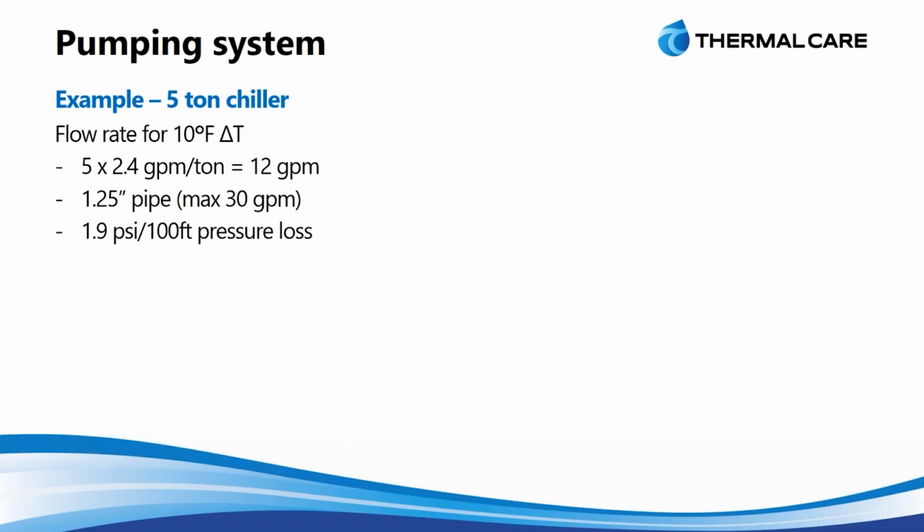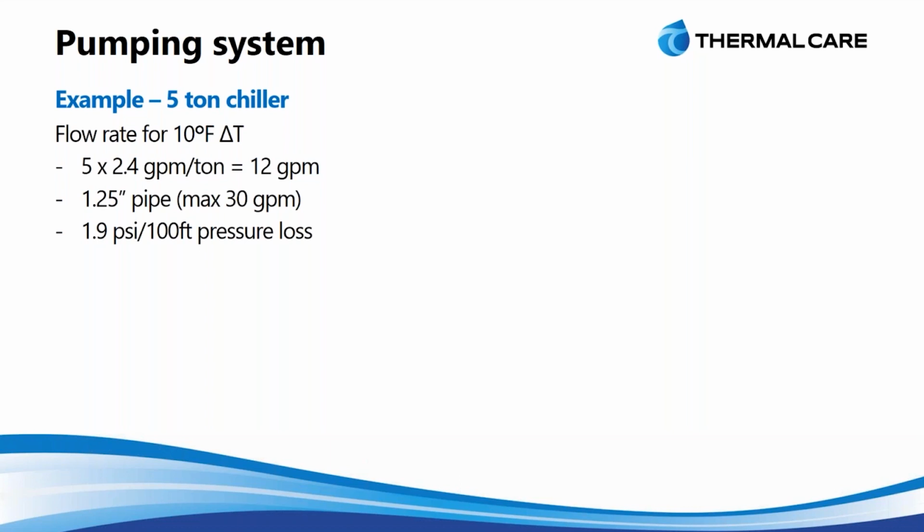So we're going to run through a couple examples here real quick, just to demonstrate the process that we would go through. So we're going to say we have a 5-ton chiller, and we want to achieve a 10-degree delta T, or a single flow. So we take 5 times 2.4, and that gives us our 12 GPM. So using a reference for the maximum allowable flow through different pipe sizes, we're going to determine that we need to be at 1.25 inch pipe.